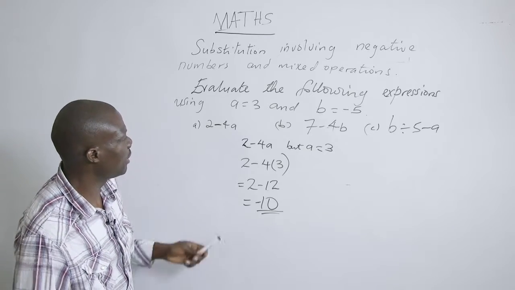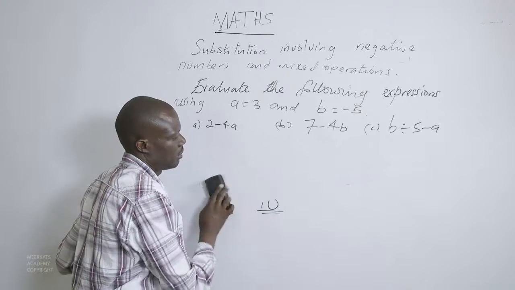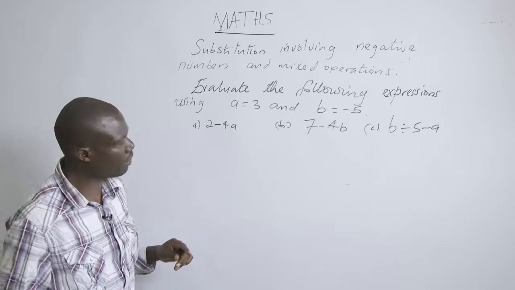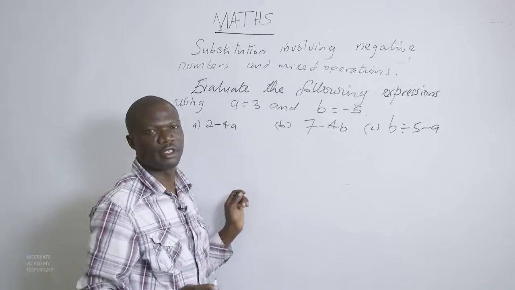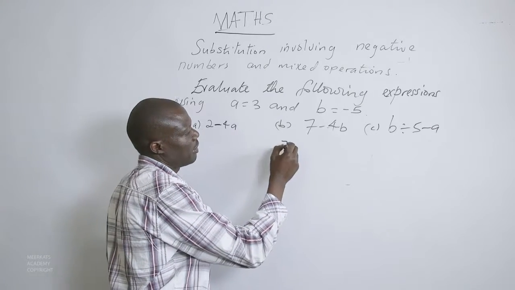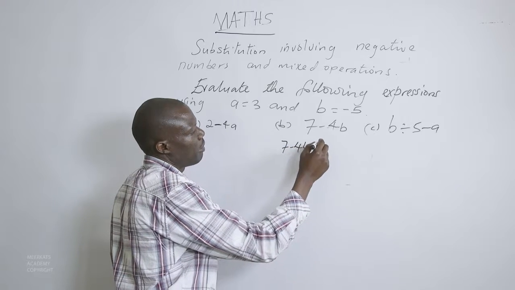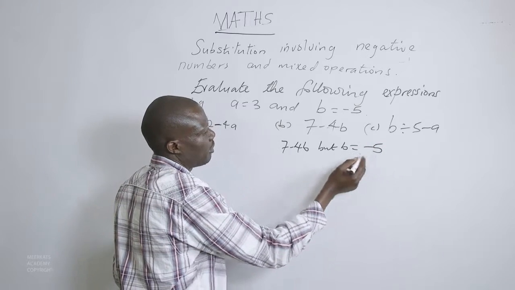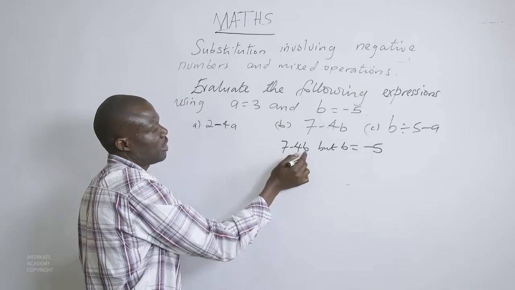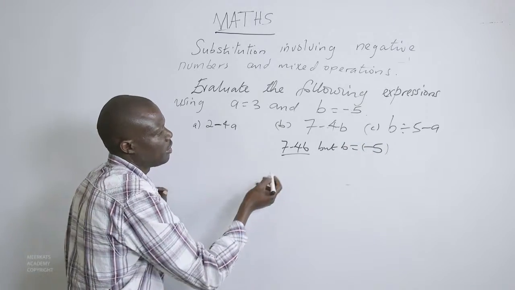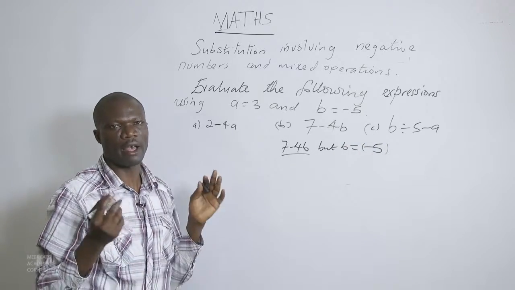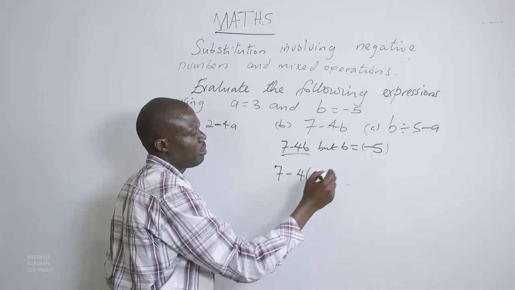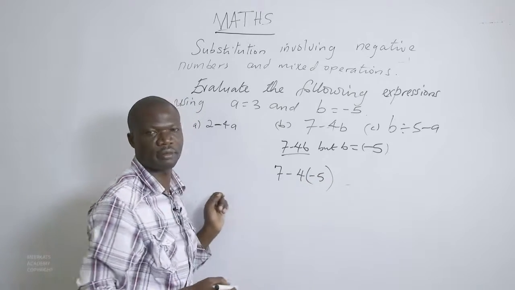Now, looking at the second one here, the second one reads 7 minus 4B. But B is equals to what? B is equals to -5. We have to maintain that. The expression is here. What we are replacing is there. So we shall rewrite this expression as we substitute. This will be 7 minus 4B, and B is -5.